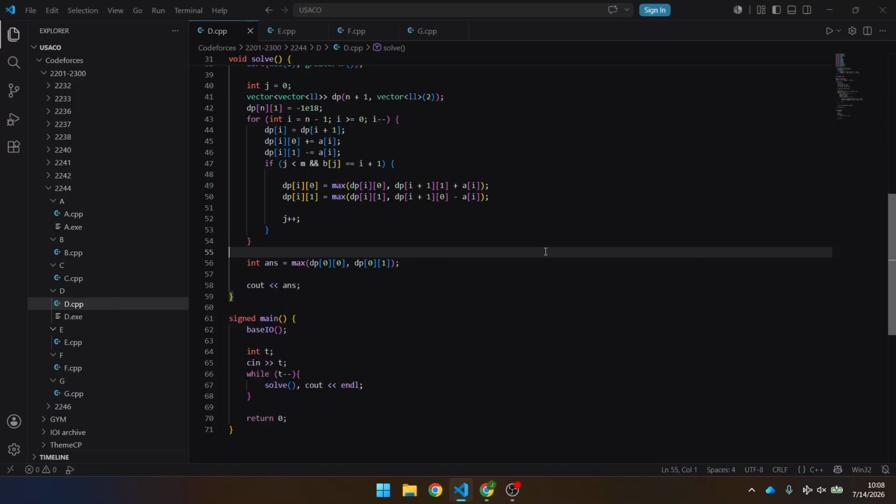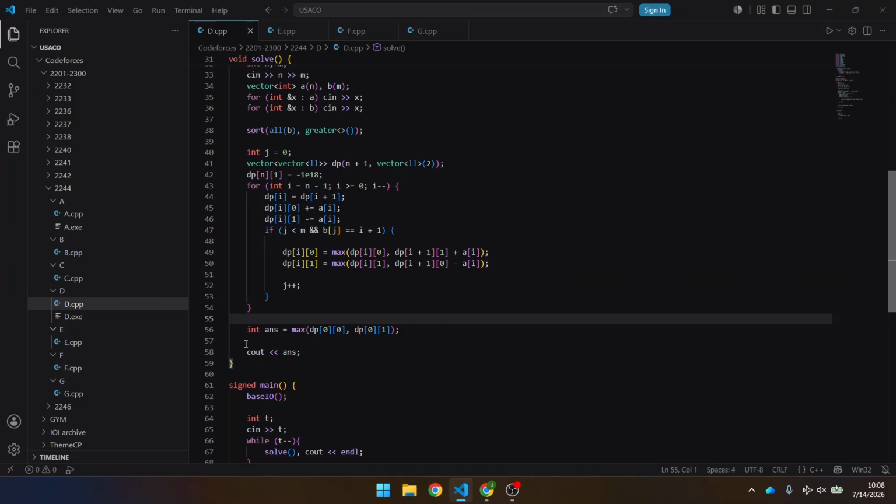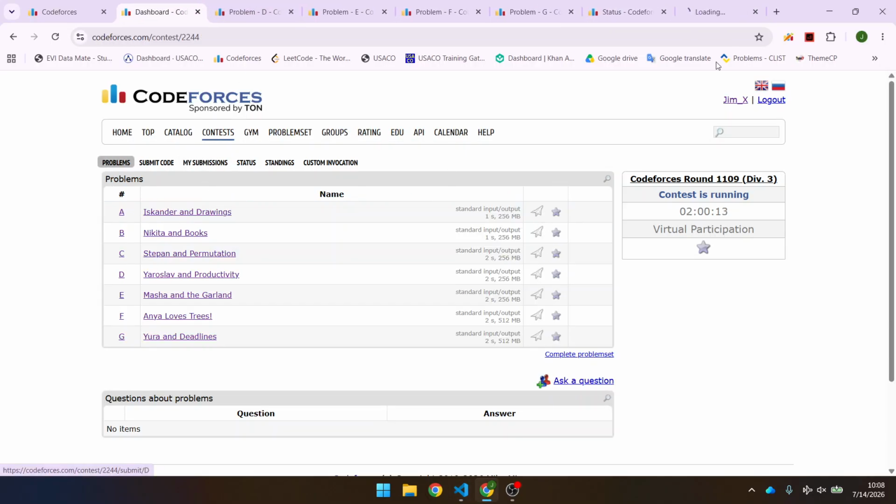Wrong answer on test 3. So let's see. Use long long for the answer.